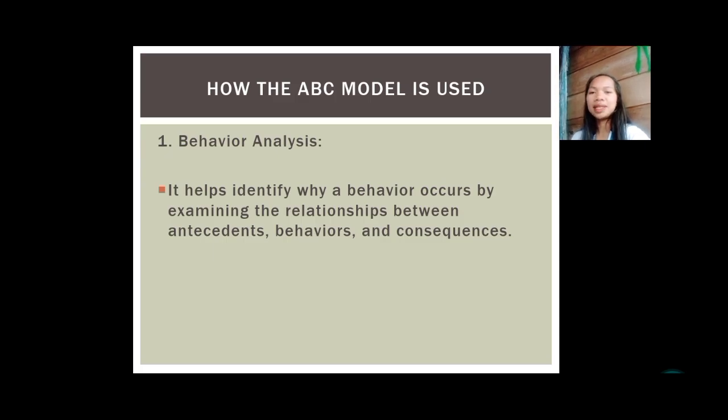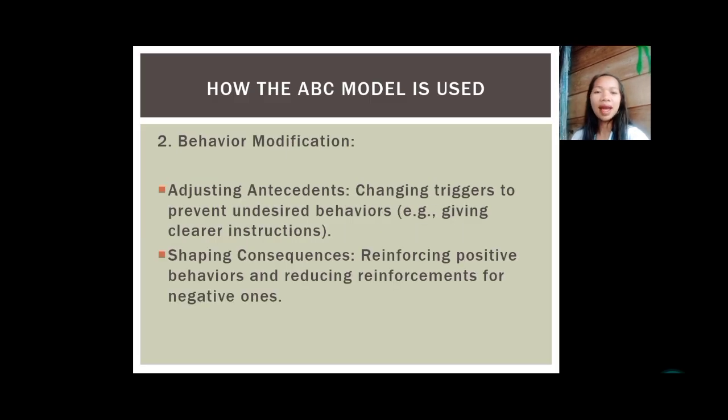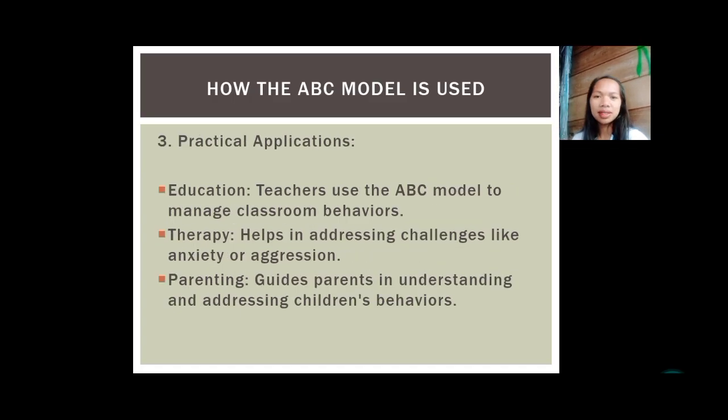Now, how the ABC model is used. First, behavior analysis. It helps identify why a behavior occurs by examining the relationship between antecedents, behaviors, and consequences. Second, behavior modification. Adjusting antecedents, changing triggers to prevent undesired behaviors. Example, giving clearer instructions. Shaping consequences, reinforcing positive behaviors and reducing reinforcement for negative ones.